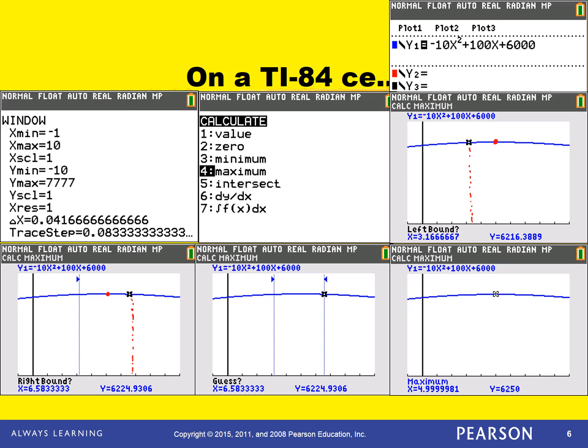Calculator comes back and says, I think we've got it right here at the point 4.999981, 6,250. So the x value is obviously an approximation. Obviously, this number is extremely suggestive of the 5 that we got with our algebra, and that's the number of additional trees that you need, and 6,250 is the optimal peach production.